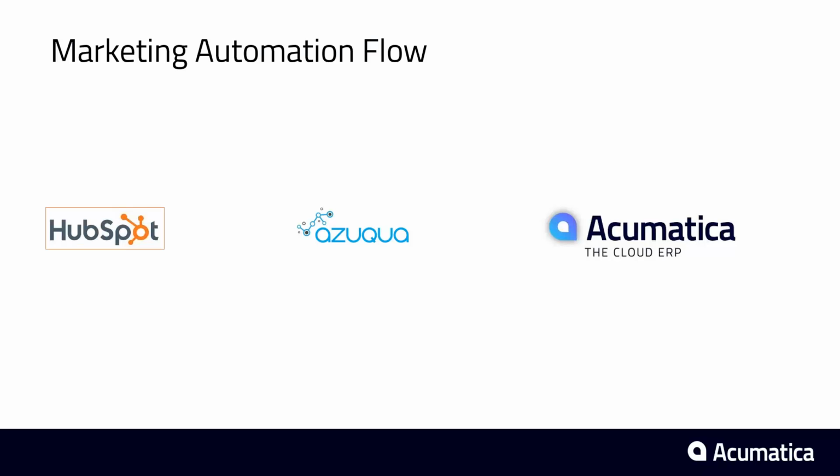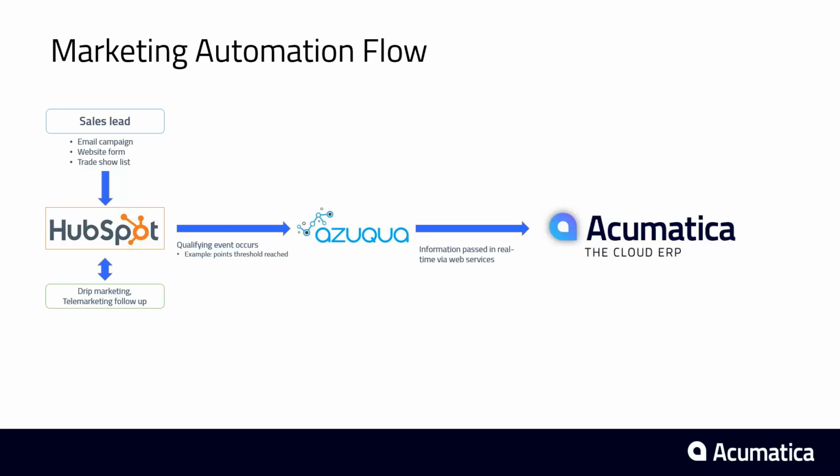So the demonstration that I'm going to show involves three systems: HubSpot, Azuqua, and Acumatica. I'm going to show creating a sales lead that gets entered into a website form into HubSpot. Then I'm going to do some drip marketing, telemarketing follow-up. I'm not going to actually do this, I'll just simulate it. When a qualifying event occurs, Azuqua automatically picks up certain leads and passes them over to Acumatica, at which point they can either become CRM prospects for follow-up, or it can actually become an ERP account that's ready for billing.